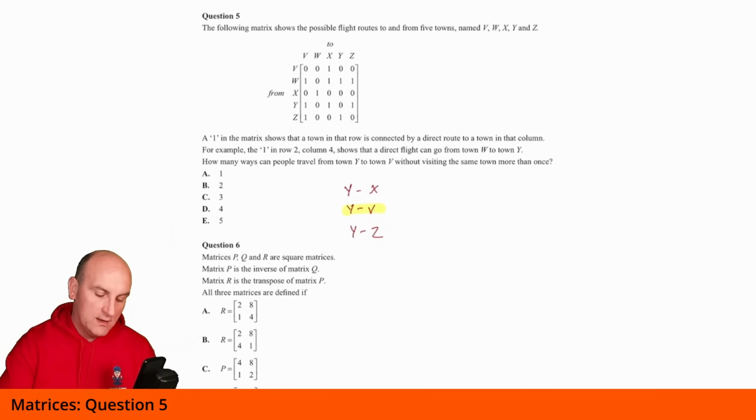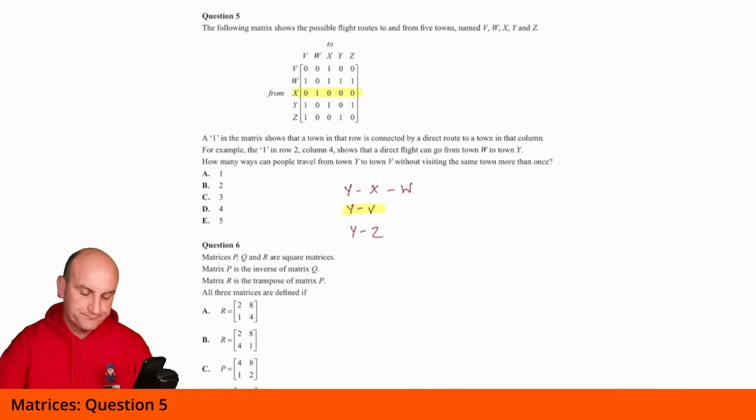If I now highlight my X row, what have I got there? X can go to W. And what about Z? Let's have a look at the Z. Z can go to Y, but there's no point putting that one down. But Z can go to V as well. So there we go, I've got my Y to V. So there's another route. Let's look at this one here, Y to X to W.